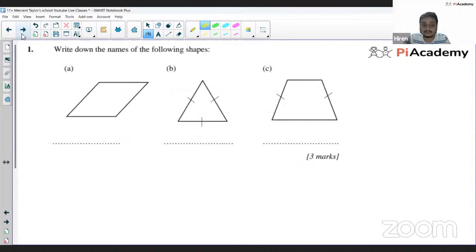Okay, let's have the first question. I'm highlighting: write down the names of the following shapes. We are going to identify these three shapes, and these are the 2D shapes. You have to identify A, B, and C. This is the 3-mark question, so for each correct answer, you will get 1 mark. Let's get started. You have 30 seconds to solve this.